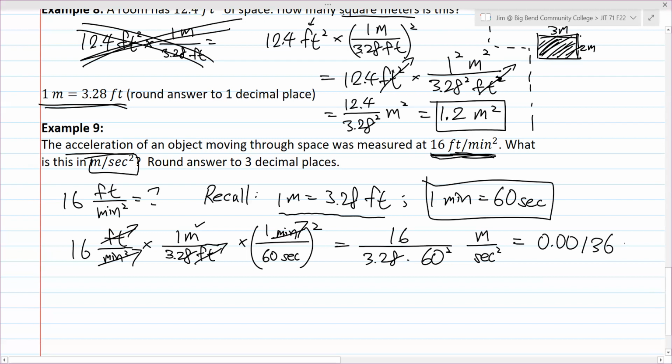0.00136. If you round out the number, you get 0.00136. And we need to round answers to 3 decimal places. All right, so this is how you think about the fraction method and unit conversion until you get the desired unit with the right dimension.